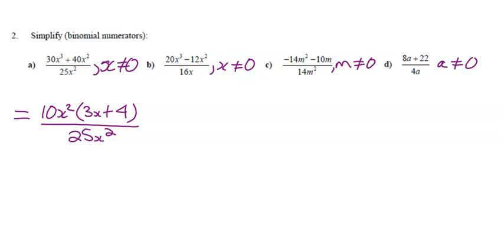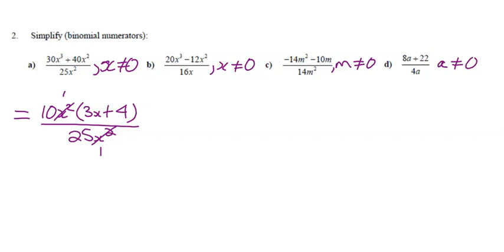So 10x squared times 3x is going to be 30x cubed plus 40x squared. So in other words, just make sure the factorization is correct. If it's wrong, then it's just wrong. Right? The whole thing is wrong. So always check your factored form. Then we simplify, right? So x squared and x squared, just divide out.